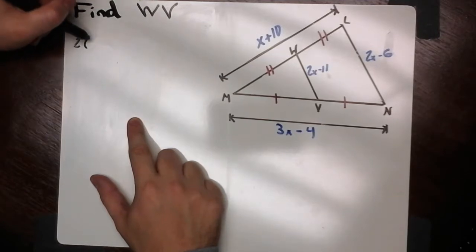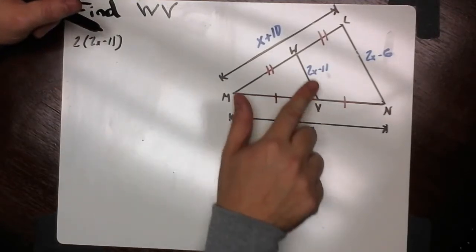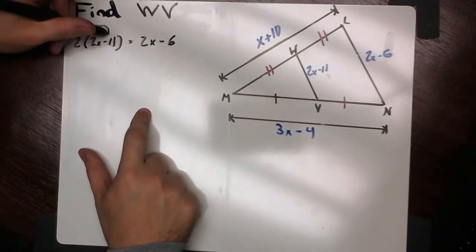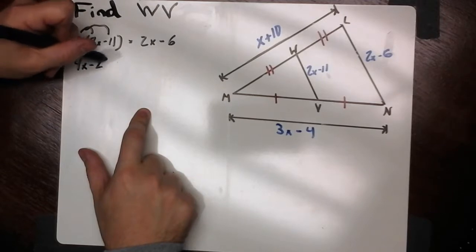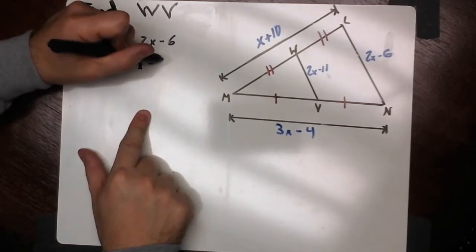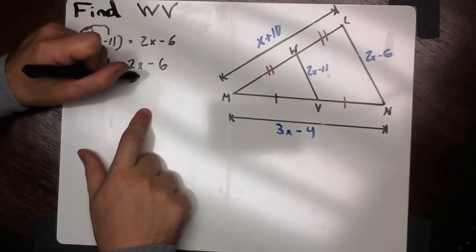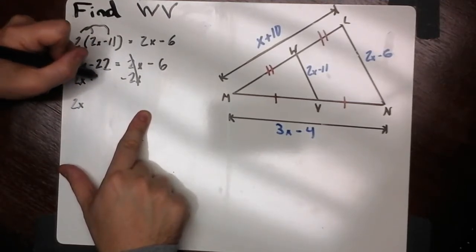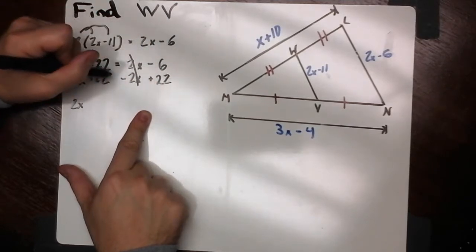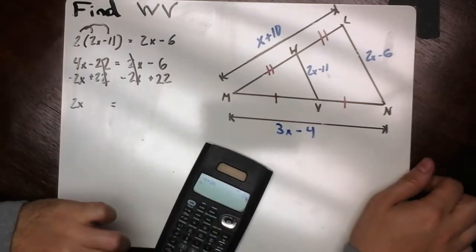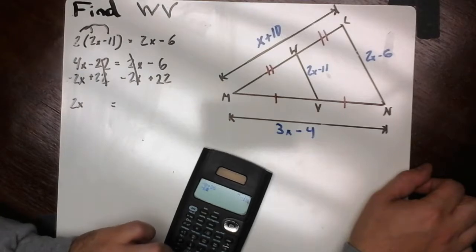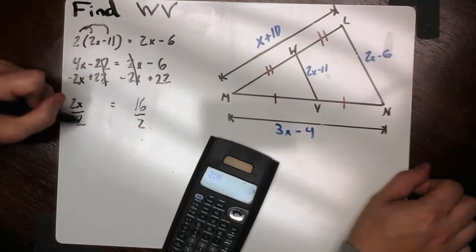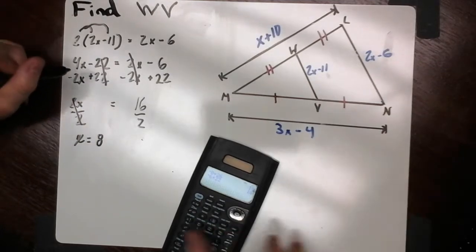So I can set this up by multiplying 2x minus 11 by 2, which is the shorter guy, and setting it equal to the longer guy, 2x minus 6. I'm going to distribute the 2. Then keep it equal to my 2x minus 6. I'm going to subtract my 2x to bring it to the other side. That's going to give me 2x here. I'm going to add 22. And I'm just going to double check with my handy calculator. So, negative 6 plus 22 gives me 16. Then I divide by 2. And x equals 8.